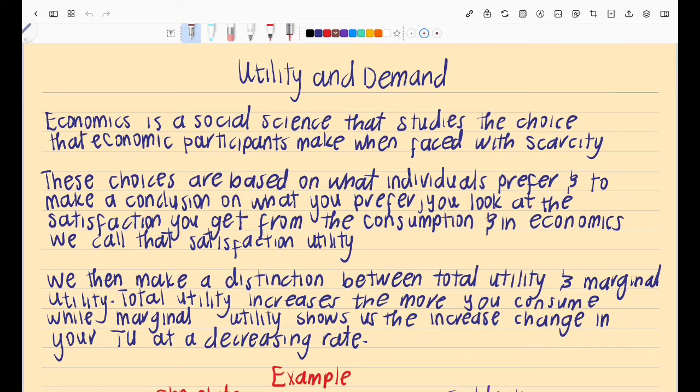So as I said, we are doing utility and demand, right? I just want to take you guys back to what we said economics is. When we started with economics, we defined it as a social science, meaning it's studying people, individuals, and society. It is a social science that studies the choices that individuals, but I like to call them economic participants, make when faced with scarcity. This very definition is the basis of everything you are going to study or have studied in economics, right?